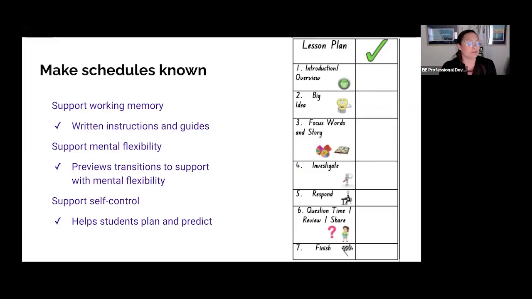It's supporting their mental flexibility because it's previewing those transitions. They know that when they're done with this particular piece, this is what we're moving on to next, and then on to the next thing. And we're helping them with their self-control by supporting all of this planning. They can plan as they're going along. We're showing them the plan for the day. We're not just willy-nilly going through these engineering activities, but we are planning.